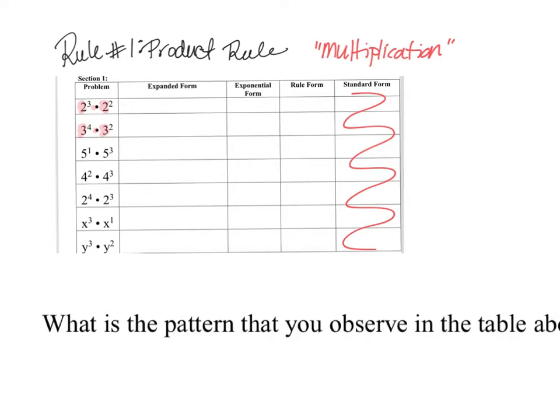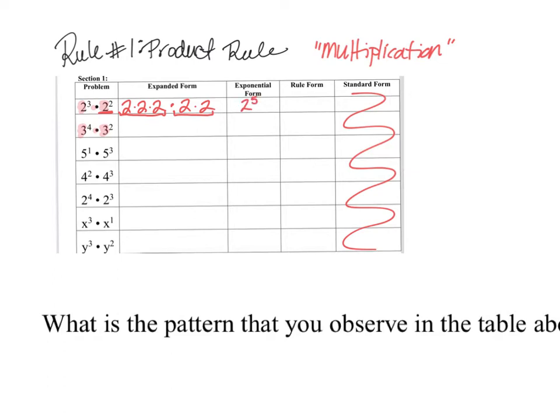Expanded form for the first one. 2 cubed means 2 times 2 times 2. And now I have the 2 squared. I have this piece, so that would be times 2 squared, which is 2 times 2. So this was 2 cubed, and now that's times 2 squared. Then how many factors of 2 do I have? I have 5. So I'm going to just put 2 to the 5th right there.